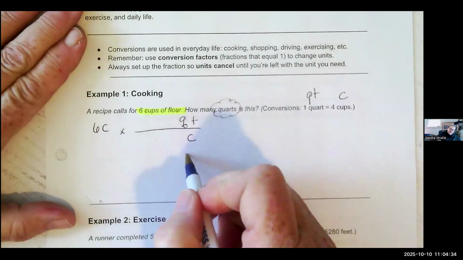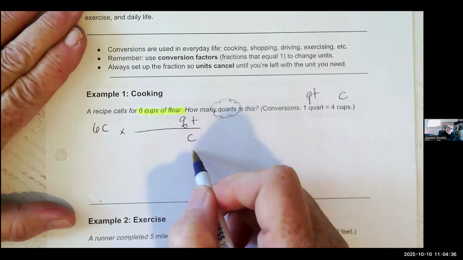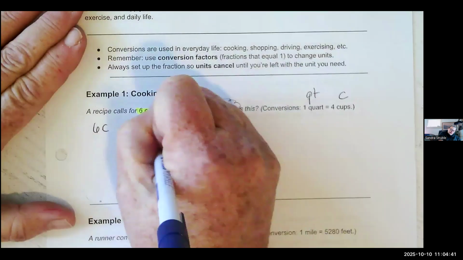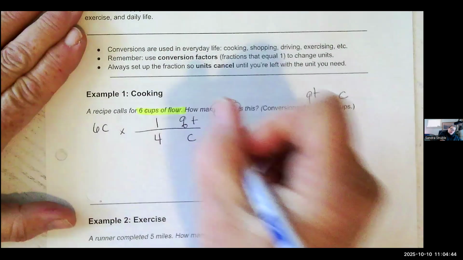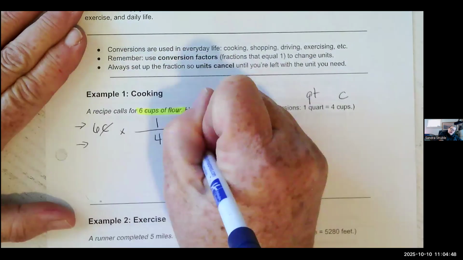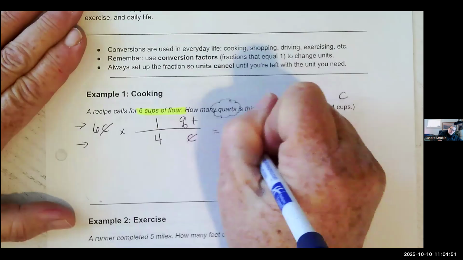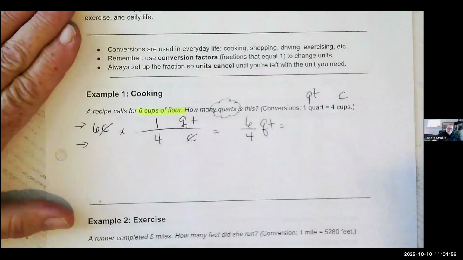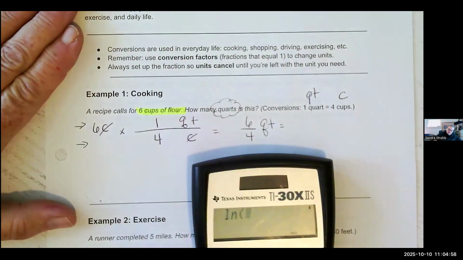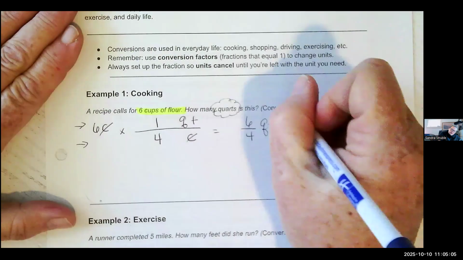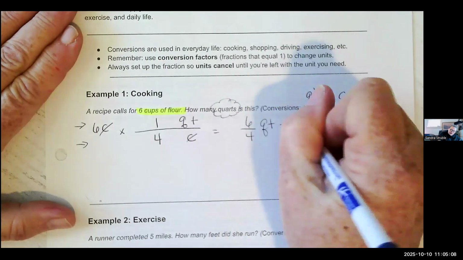All right, so once I get my units in here, now I can put my numbers. 1 for quarts, 4 for cups. We're going to multiply straight across, just like we've been doing so far. My cups are gone. I end up with 6 divided by 4, and this is quarts. Now, I want you to whip out your calculator and go 6 divided by 4. 6 divided by 4 equals 1.5. So 6 cups is 1.5 quarts.